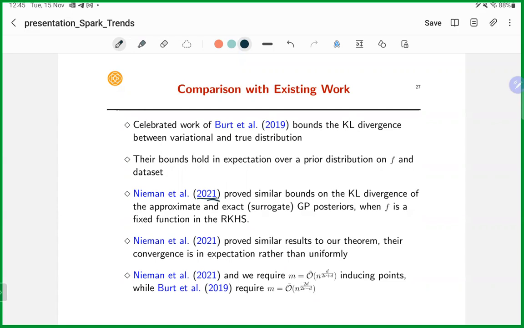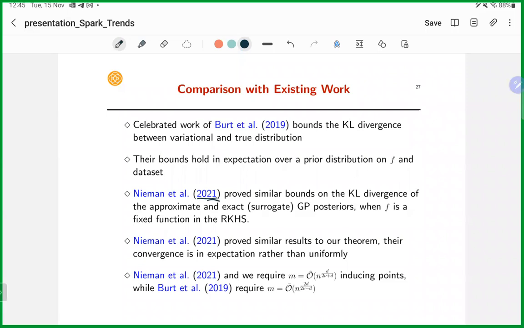It may not be a fair comparison because what they prove is stronger. We're proving that the approximate prediction converges to f. What they are proving is that the KL divergence between the two distributions goes to 0. So the latter is a stronger result. Proving that the KL divergence goes to 0 is stronger than proving that the means converge to each other. We're not only proving the means converge to each other, we're proving mu tilde converges to f. But because of that, we get a stronger result on the number of inducing points, which we prove with a much smaller number of inducing points.